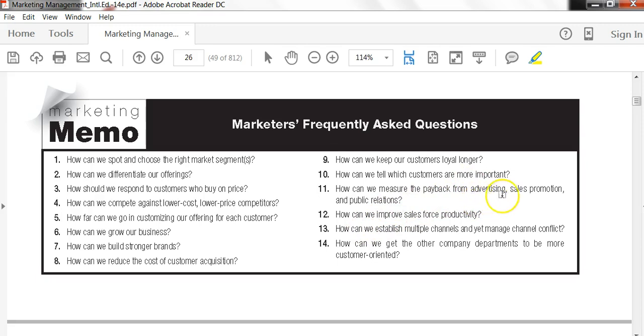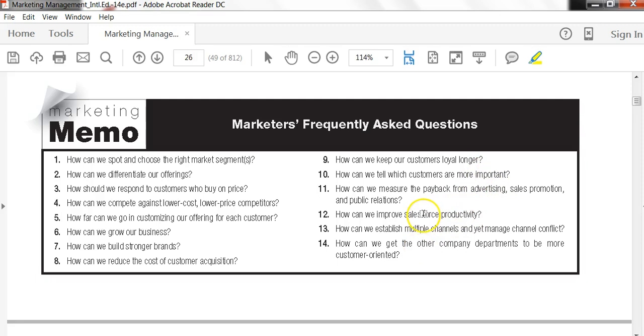How can we measure the payback from advertising, sales promotion, and public relations? Here by payback we mean the return on our advertising expenditure. We spend money on advertising, sales promotion, public relations as a marketer, but what is the return from it? What is the result of this investment? How can we improve sales force productivity? Our salespeople are working for the company to sell more, but how can we increase their productivity so with the same effort they can produce more result?